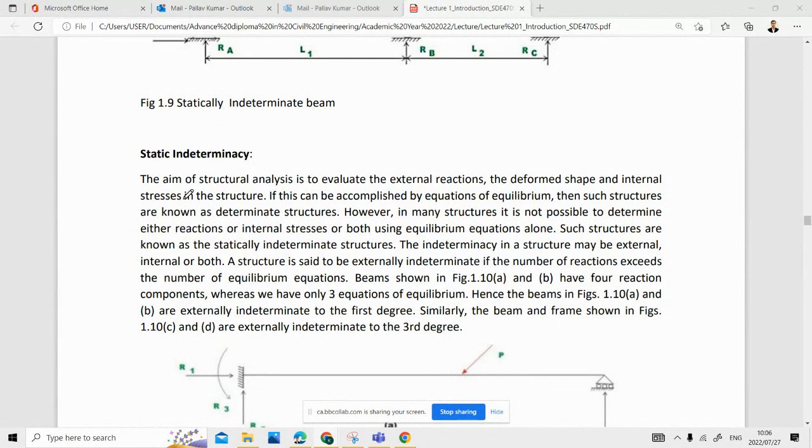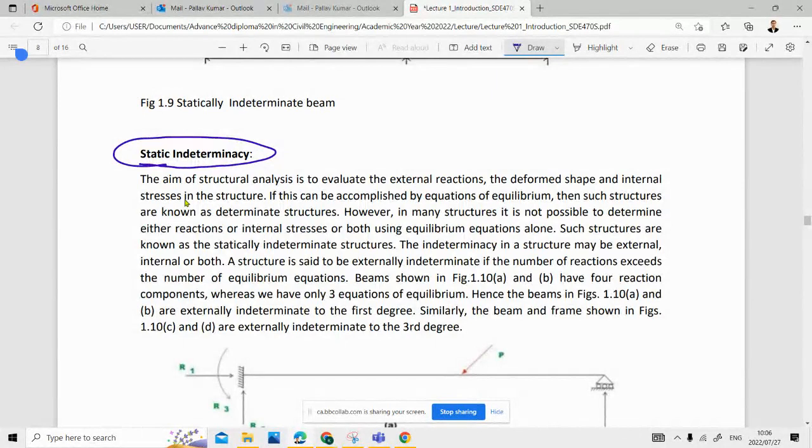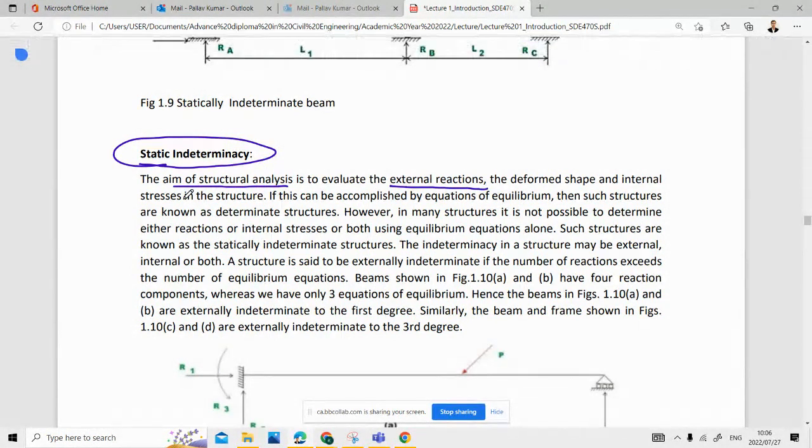Okay, so the next is static indeterminacy, right? The aim of the analysis is to evaluate external reactions. That is what static indeterminacy uses, right? So once we use the equations of equilibrium, we try to evaluate external reactions. I have already told you about deformed shape and internal stresses of the structure. So these are the three major components: external reactions, deformed shape, and internal stresses.